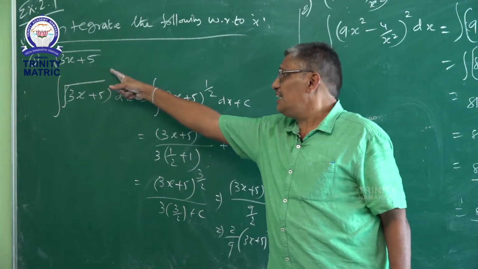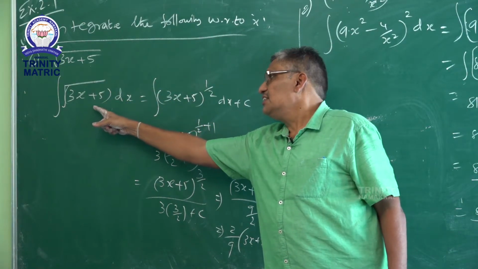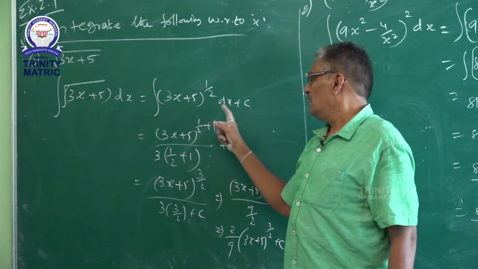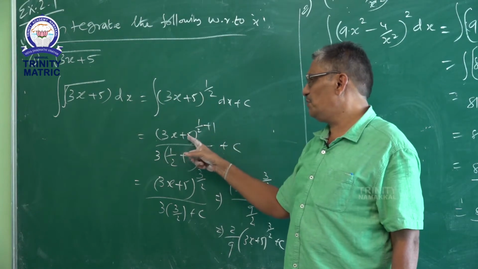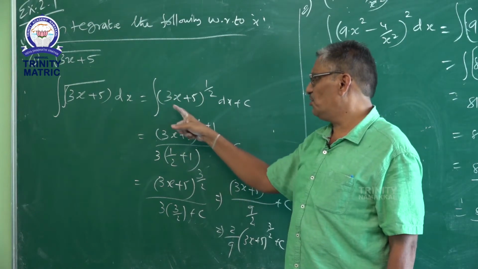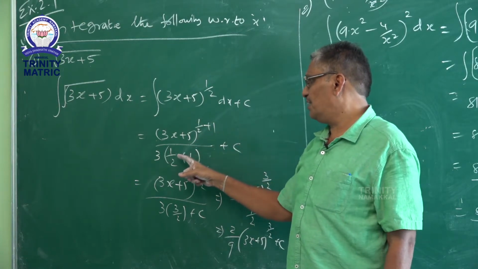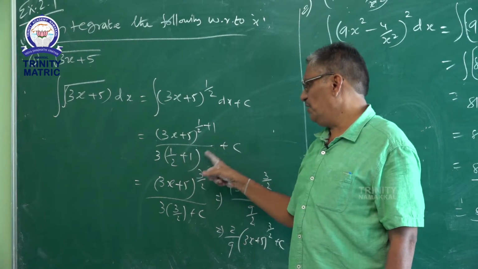Square root of 3x plus 5: that is the integration sign elongated, square root of dx, and the square root symbol means power of one half. What is the formula I said? Ax plus b whole power n means ax plus b whole power n plus 1, by a into n plus 1. So 3x plus 5 whole power half plus 1 by a into n plus 1. A is 3, n plus 1 is 1 by 2 plus 1, plus c.